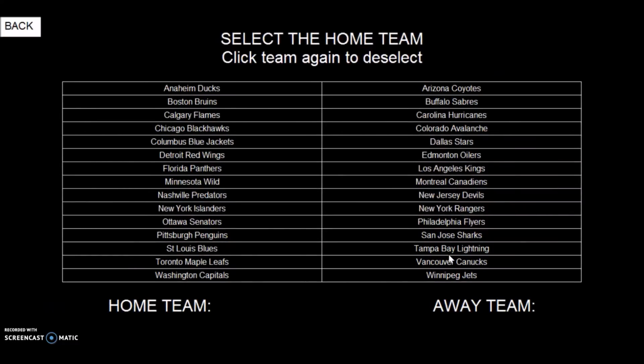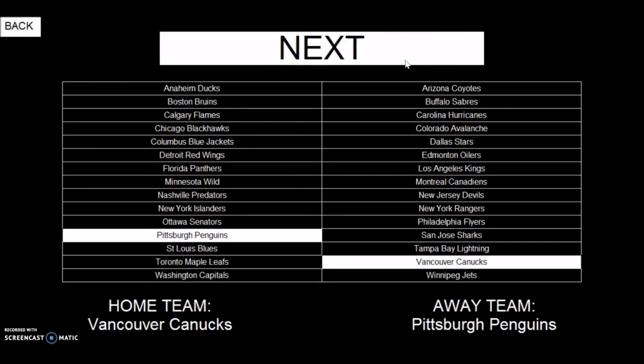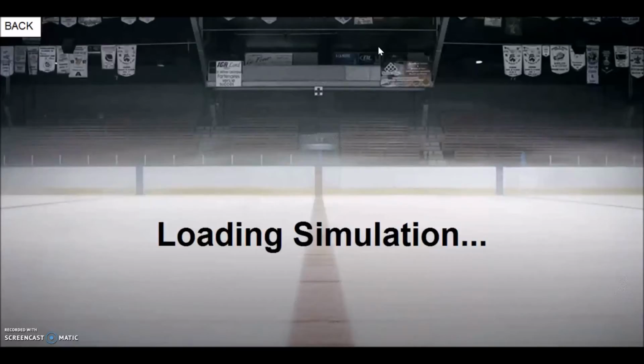So in Simulate, the user has the option to select any two NHL teams that he wants. So I'm going to pick the Vancouver Canucks because they're my hometown team, and the Pittsburgh Penguins because I'm in Pittsburgh right now. Alright, so I'm going to explain the simulation aspect of this program now.